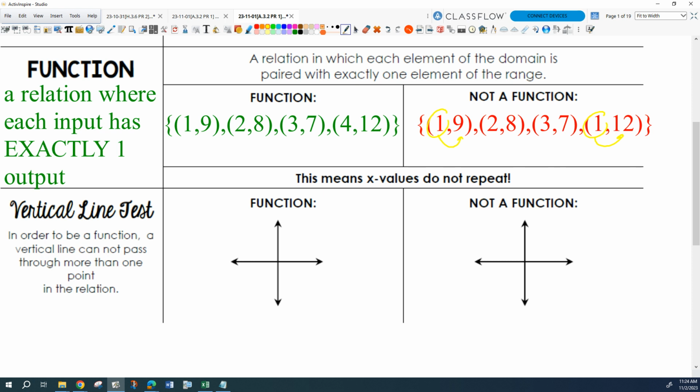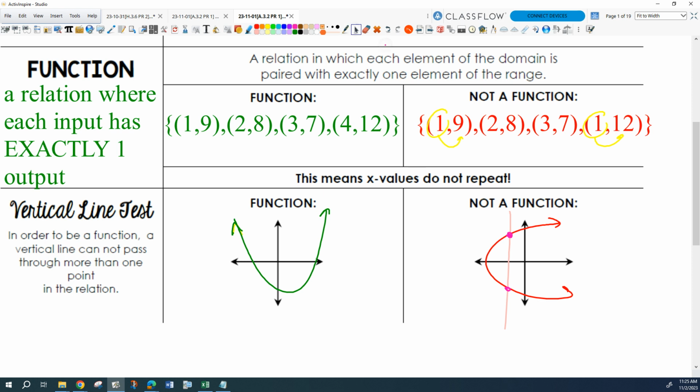Okay? So here's an example of a function. It would be something like, let's say, a parabola. Okay, that works, right? A vertical line would only ever intersect that in one place. But here's an example of a non-function, a different kind of parabola. A sideways parabola wouldn't work, would it? A vertical line would intersect that in more than one place, like there's an example. So it's not a function, okay?